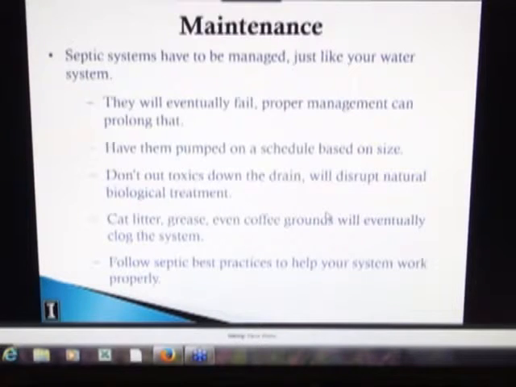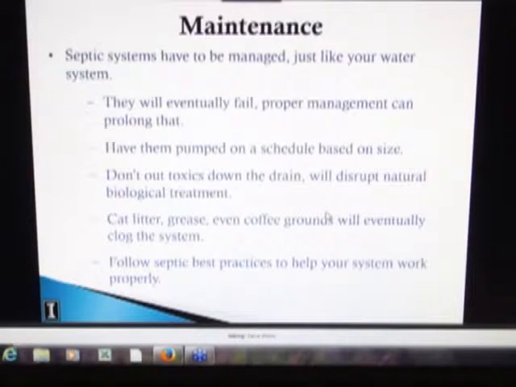So as far as maintenance goes, as I mentioned, they need to be managed just like your water system is managed. They will eventually fail, it's just a fact, but they can last a long time. Just like your well, some people have wells that are nearly 100 years old. They're very lucky in those cases that their well still works properly. They haven't had any other issues, but it does happen.